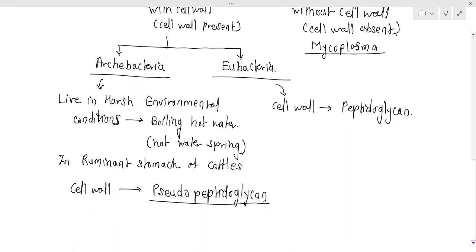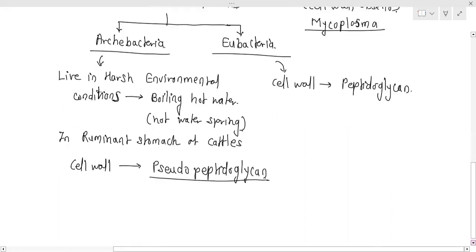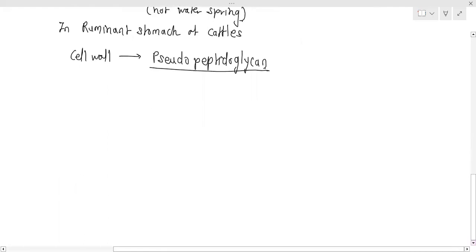Yes. Then the next thing which you need to understand is that the third part of the cell envelope is plasma membrane.